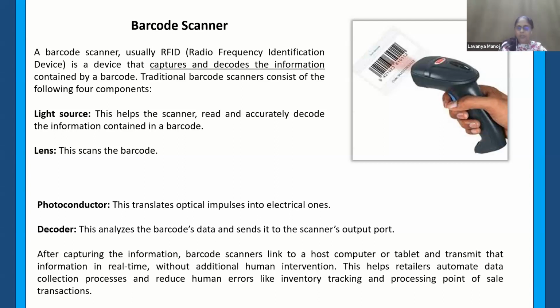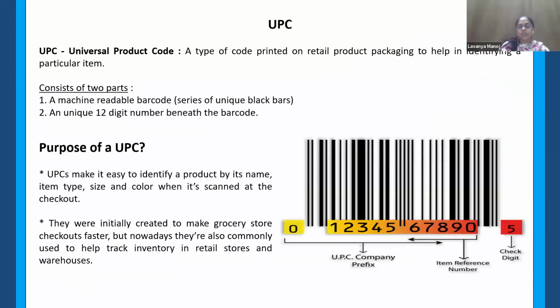So these are the components. The light source, the red color light. There is a lens. A photoconductor is there to capture it, and a decoder kind of software is there. So this is all about barcode and the RFID scan.